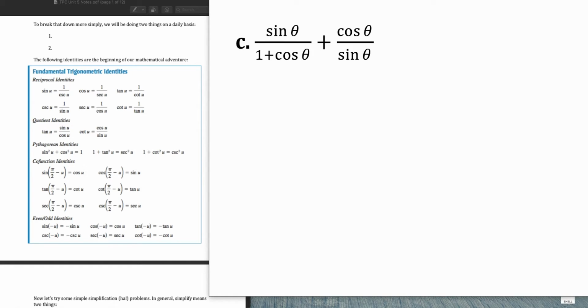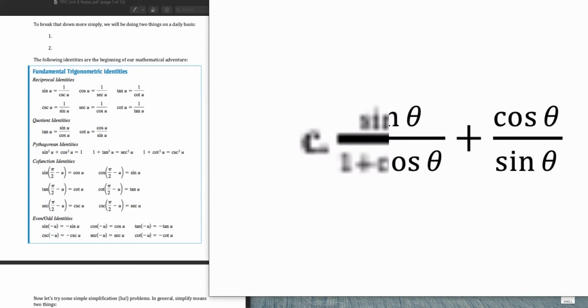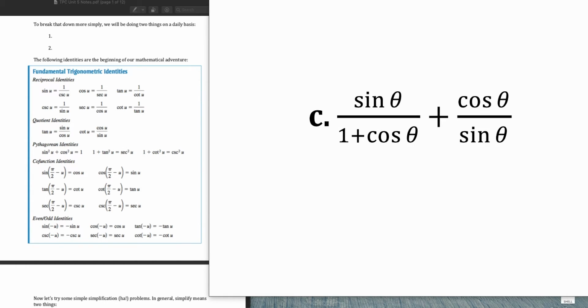So on letter C, we have sine of theta over 1 plus cosine theta plus cosine over sine. So we've got two fractions being added together. Knowing what we know about adding and subtracting fractions, we've got to get a common denominator. The simplest way, even if it's not always the most reduced, is to multiply one fraction by the denominator of the other fraction.